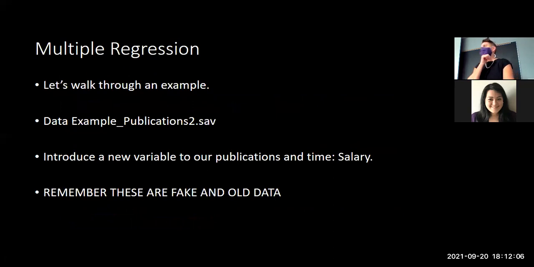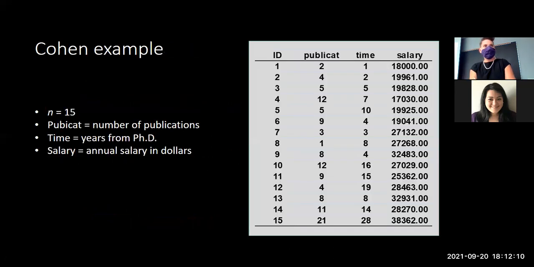Again, I'm sticking with this publications data set, reminding you that they are fake data and old data, old fake data at that, before you see a salary of $18,000. Just wanted you to know. So here we have 15 fake people and their number of publications and their years of experience and their salaries.